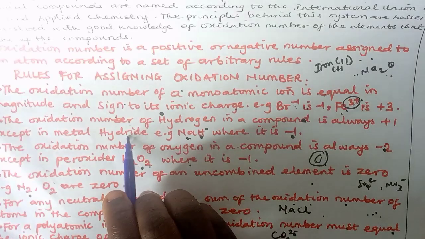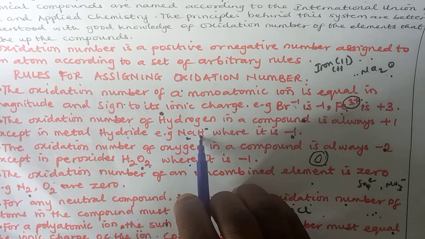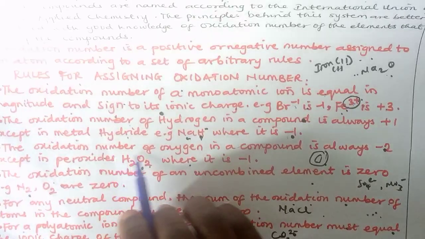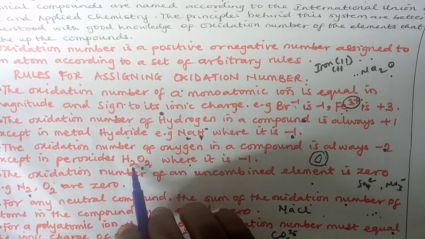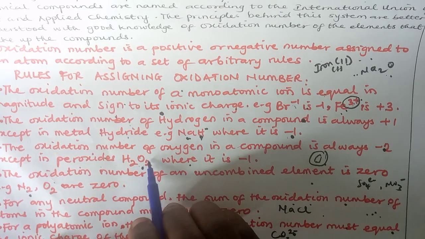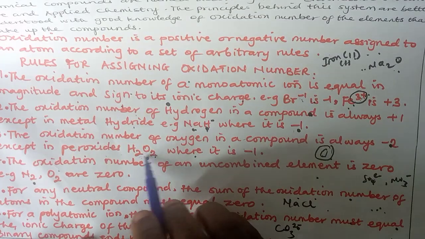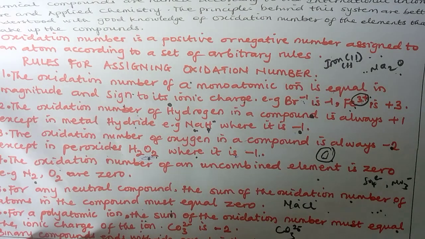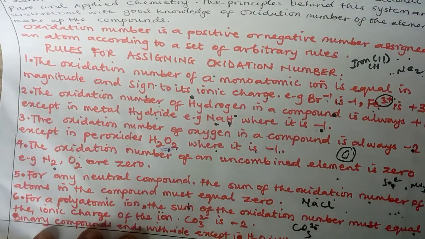But in cases where it is combining with a metal, like in metal hydrides, the oxidation number of hydrogen will be -1. The oxidation number of oxygen in a compound is always -2, except in peroxides, that's H2O2, where you see it combining with other elements to form peroxide, where you have the same number of atoms, it is -1.